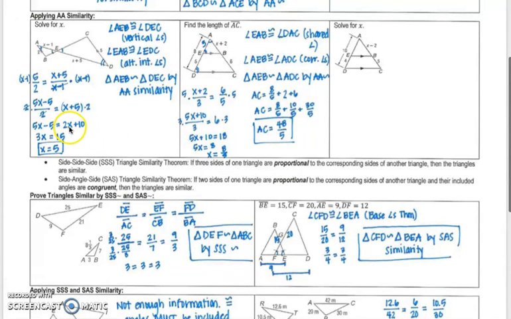Again, I did not show my algebra. I subtracted 2x and then I added 5. That's how I got 3x equals 15. And then divided each side by 3, so x equals 5.